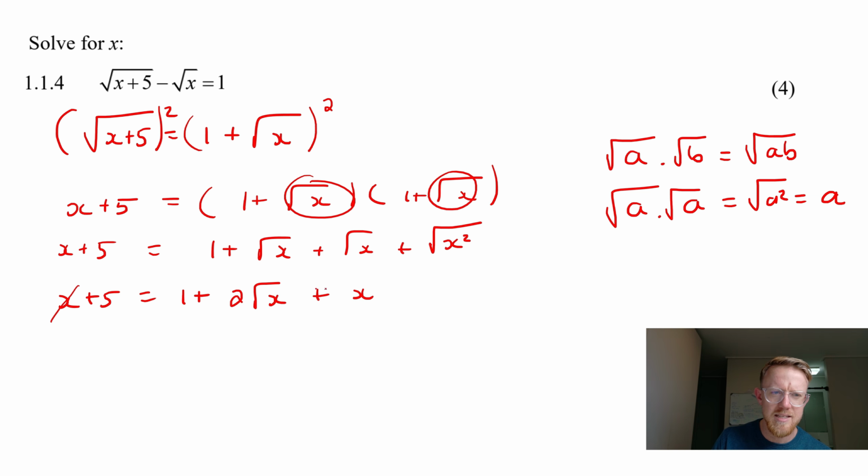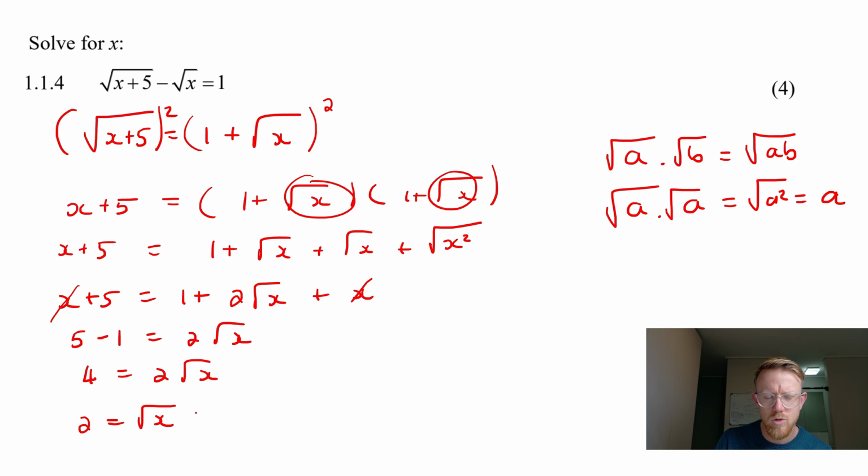Now this x and this x are eventually going to cancel, and so I'm going to take this 1 over to the left, so you end up with 5 minus 1. And now all of a sudden we're getting to quite a simple type of question. I'm going to take the 4 and I'm going to take the 2 to the other side, so I divide it by 2, so I end up with 2 equals square root x. Now what I do is I square both sides, and I end up with 4 is equal to x.